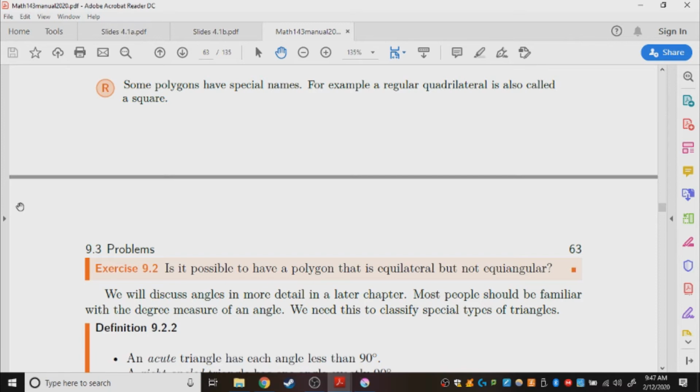9.2 there. Is it possible to have a polygon that is equilateral but not equiangular? That's a mouthful. No. If you say yes, we're going to have to come up with an example. I'll give you a second. Can you draw something that is equilateral, meaning all the sides have to have the same length, but it's not equiangular, meaning not all the angles are the same?